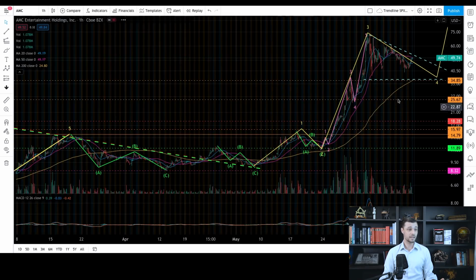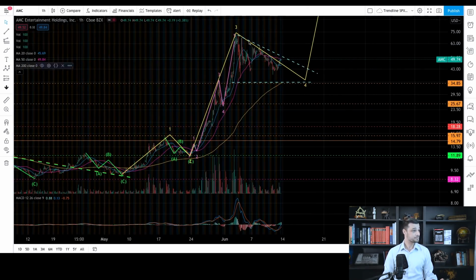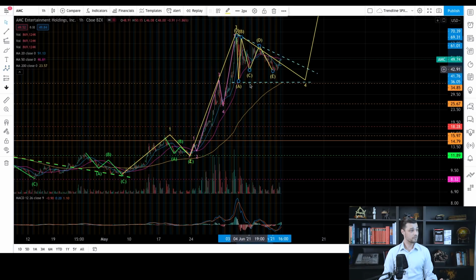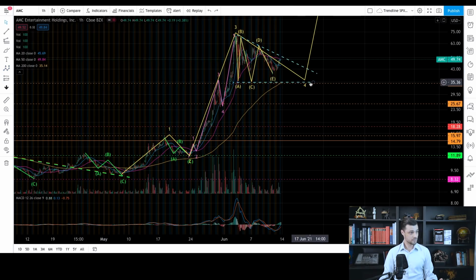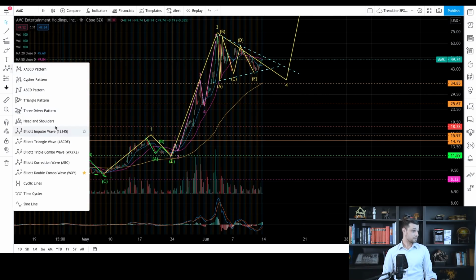Zigzag and flat both have 3 waves. Triangles have 5 waves, guys. So 1, 2, 3, 4, 5. Let me make it a bit more theoretically perfect. This is not the triangle I'm having. My triangle is here, guys. So here we might already be done.